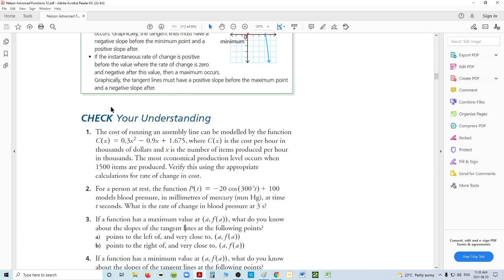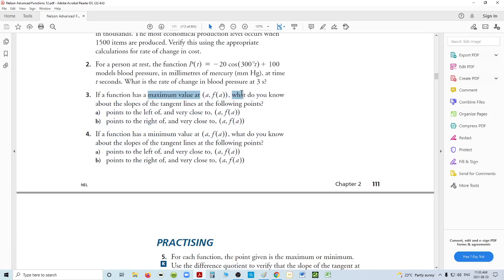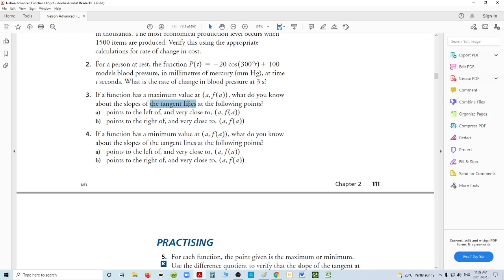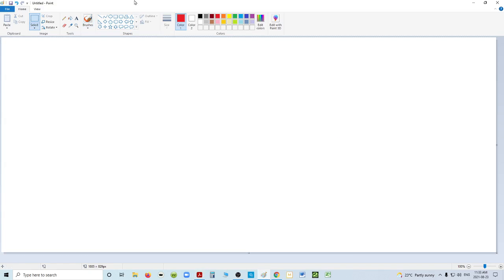So then they go on. Then they do a function. What do you know about the slopes of the tangent lines of the following points? Interesting. If there's a maximum value at this fictional point, what do you know about the tangent lines at the following points? That's a good point. So if we're talking about a maximum, we're talking about something like this. On the left side of a maximum, the slope will be positive, and on the right side, the slope will be negative. It's very obvious.